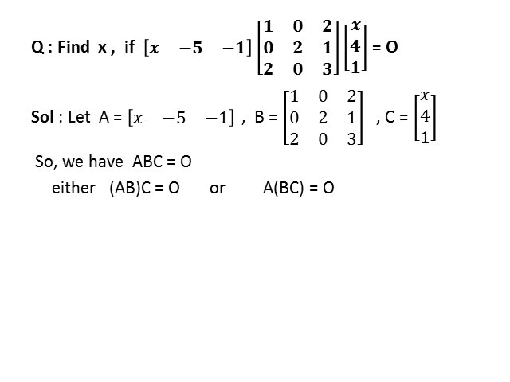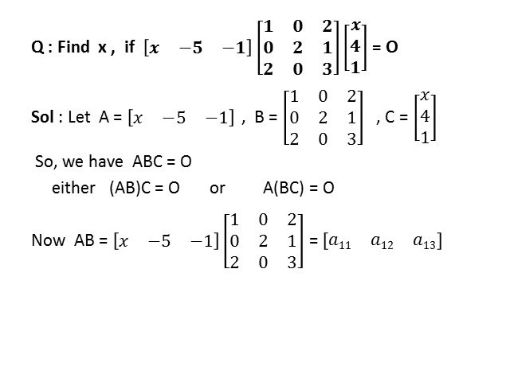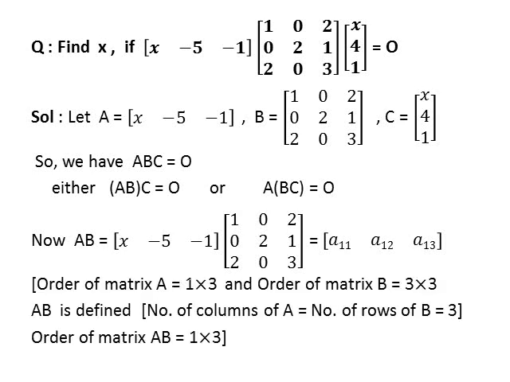But always remember, while multiplying three matrices, we cannot interchange the position of matrices because in general matrix multiplication is not commutative. So here we start with the product of AB. As the order of matrix A is 1 by 3 and the order of matrix B is 3 by 3, the product of AB is defined and the order of matrix AB is 1 by 3.